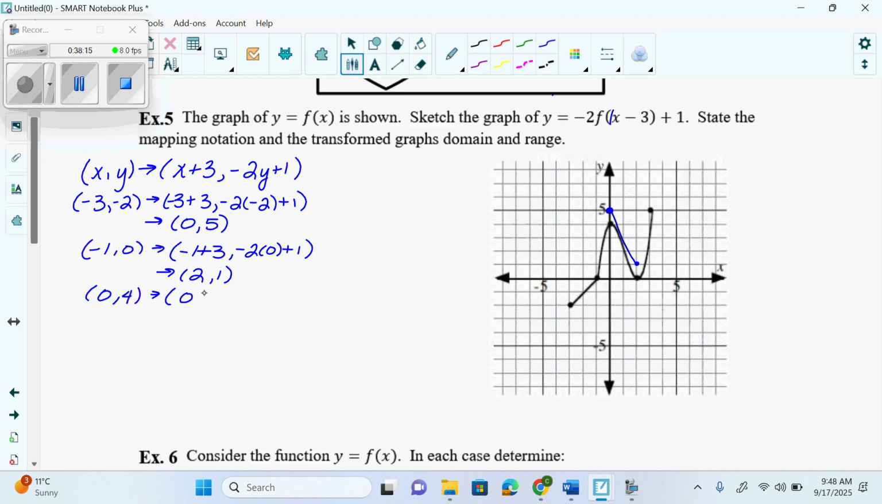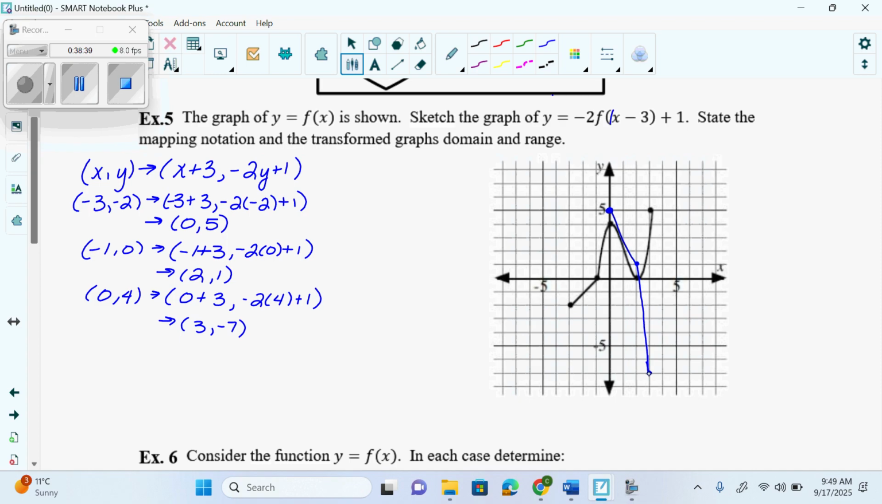Okay. Then we have (0, 4). It is going to become 0 plus 3, comma -2 times 4 plus 1. So it's going to be (3, -7). Now this one actually goes up and rounds and comes down, right? So we're going to get to it and then round it a bit, as long as it rounds.